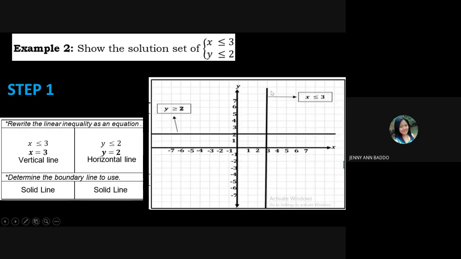So we have here x equals 3. It's a vertical line, and on the x-axis, we have 3 here. So we have a vertical line passing through x equals 3, passing through the x-axis at point 3. And then for the second inequality, y equals 2, we have here a horizontal line passing through the y-axis at point 2.